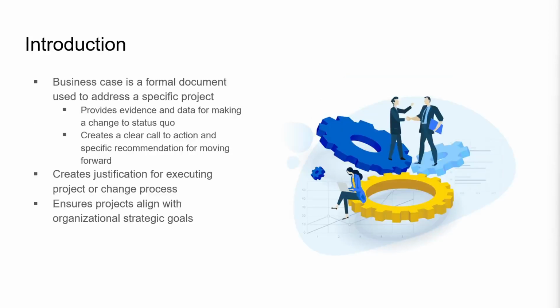A business case is a formal document used to address a specific project or problem within a business. It is used to present evidence and data that supports whether to pursue a project or not, or if a change from current behaviors is required. It also makes a clear call to action and provides a specific recommendation for how the business should move forward based on the presented evidence and data. A business case creates justification for executing a project or change process and ensures that projects that are approved to move forward align with the strategic goals of the organization.